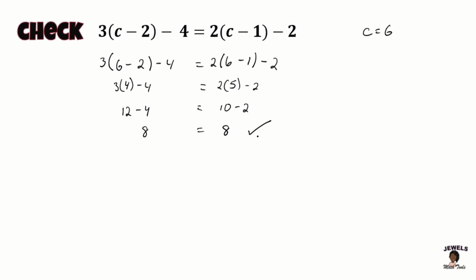And since both my left and my right hand side are equal to the same thing, that means that c equals 6 is the correct answer for my equation. Okay, so I hope this was of help to you. Remember that applying the distributive property is easy.